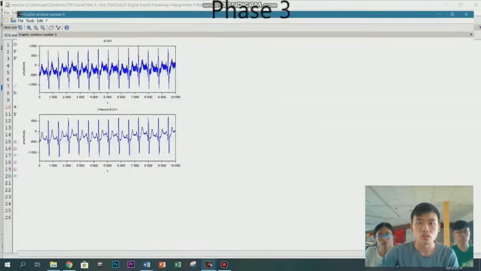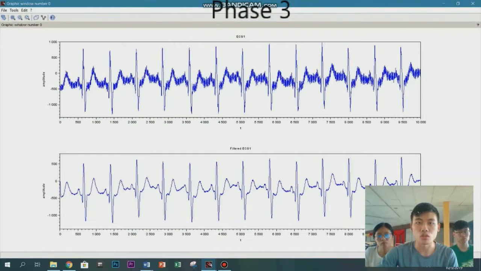In the time domain, you can see that this is the original signal of ECG1. This is ECG1 after the filter. We can see that all the ripple embedded in the signal is filtered out, and the signal becomes very smooth. This shows that the Butterworth filter effectively removes high-frequency noise from the distorted ECG signal.